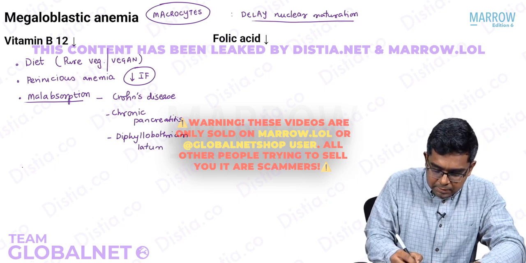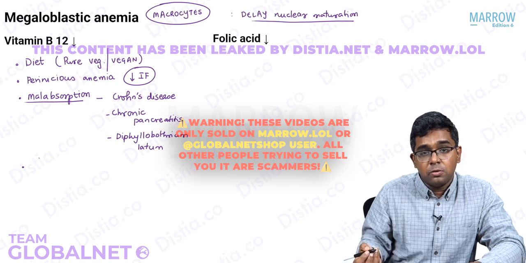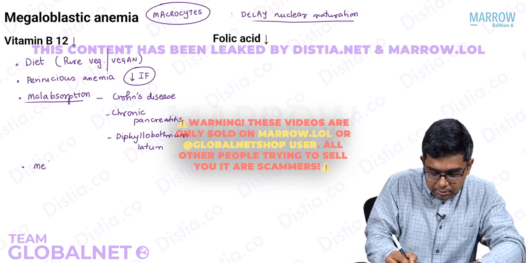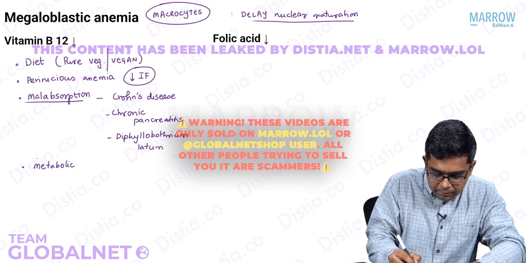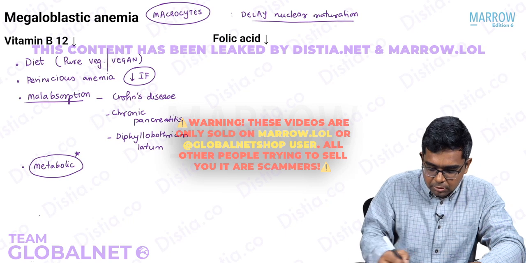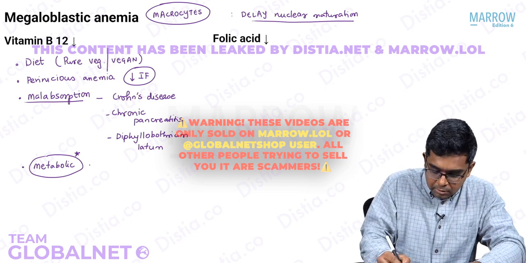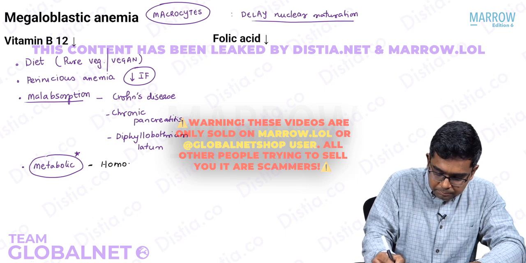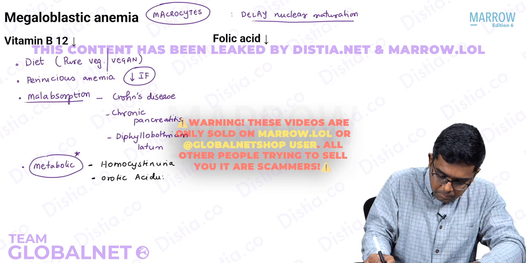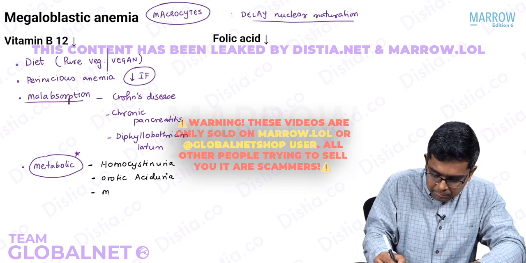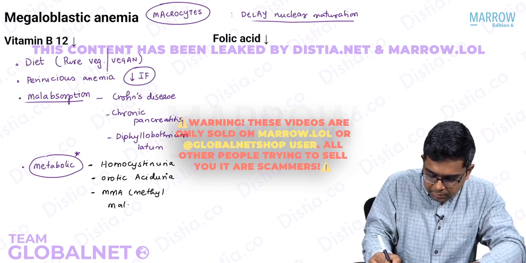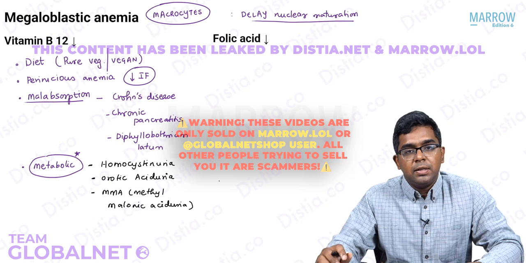The next group of conditions is a rare group but important from the MCQ point of view, called metabolic disorders associated with B12 deficiency. These include 3 main disorders. I'll put a star for them because it's an important question for you. They include homocystinuria, orotic aciduria, and one more is MMA, which is methylmalonic aciduria. These are the important conditions associated with vitamin B12 deficiency.